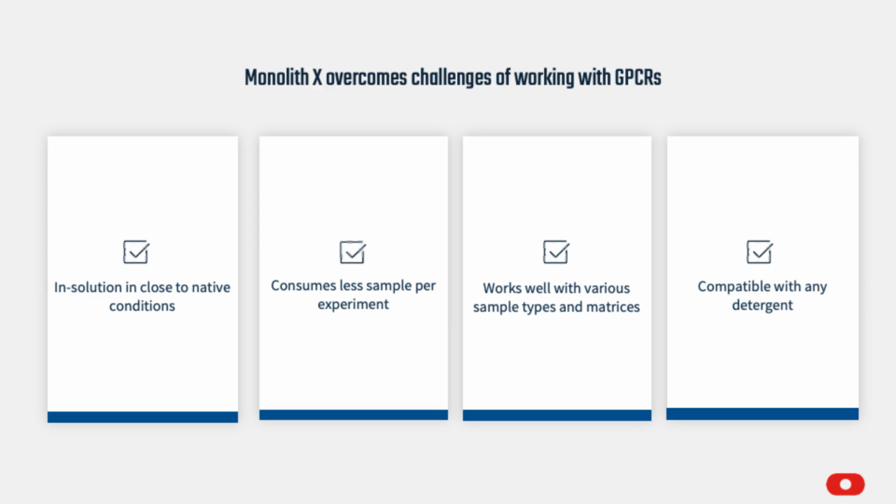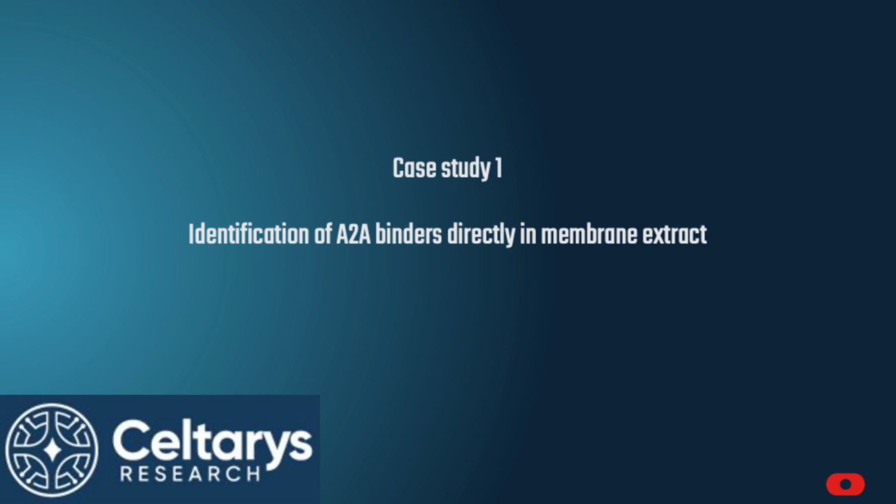And actually, I would like to share two different examples where Monolith instruments were used in the field of GPCR. In the first case, the Monolith X enabled researchers to find binders to the A2A adenosine receptor. This is something we have been doing in collaboration with Celtaris. This GPCR is involved in many different pathways, including motor control, recognition, and neurotransmitter release. And due to its function, as you can guess, it's a very important target in drug discovery.